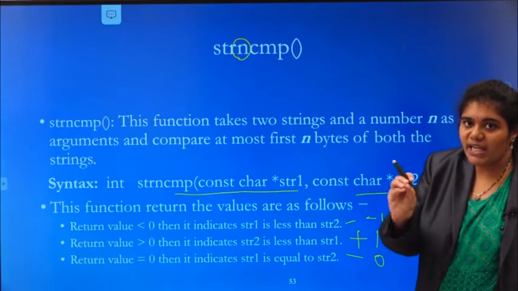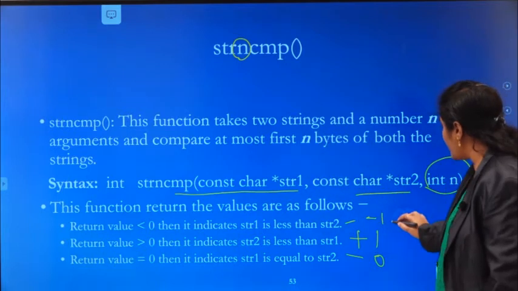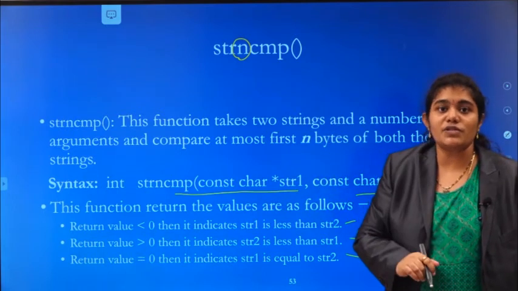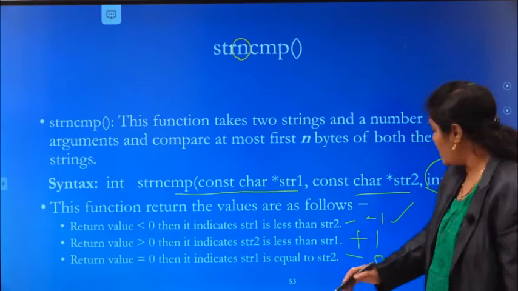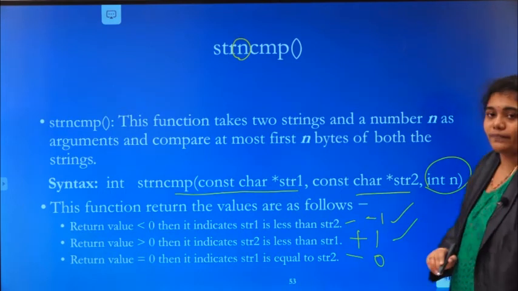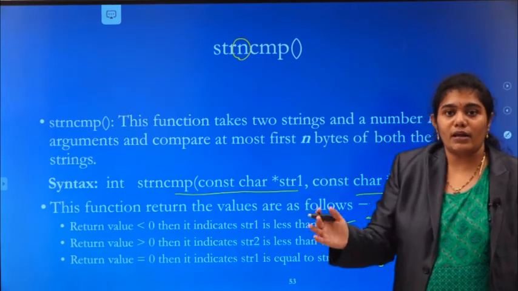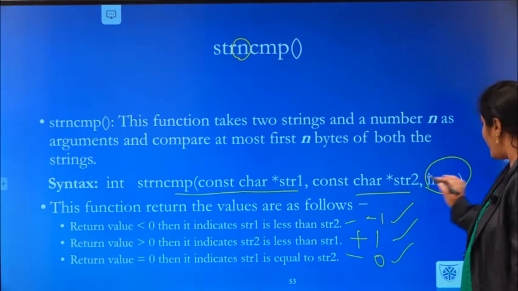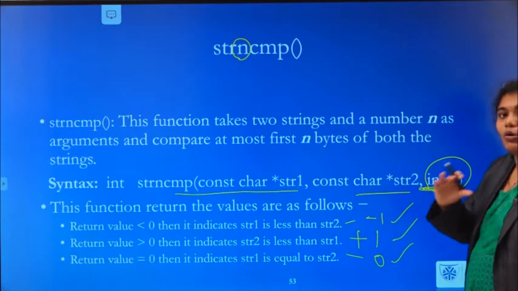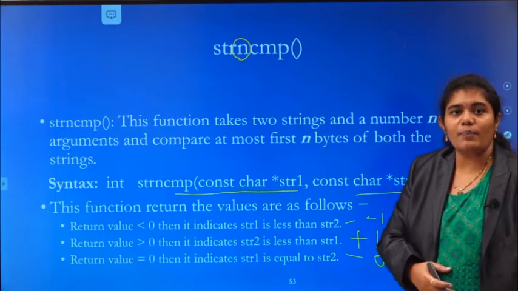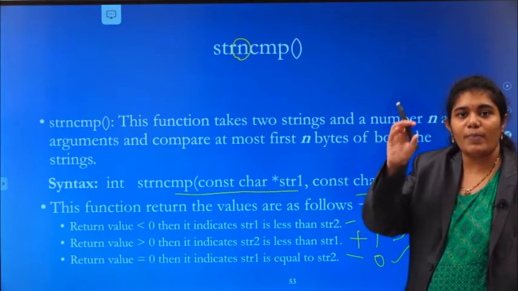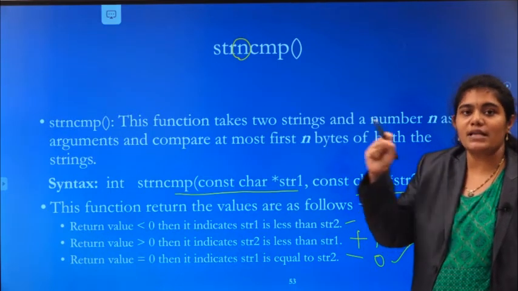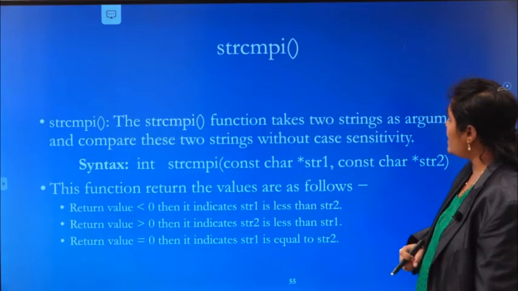If the first string is less than the second string, it will return -1. If the first string is greater than the second string, then it will return +1. If both the strings are equal, then it will return 0. But here we are not going to compare the whole string. We are going to compare only n number of characters from string 1 as well as string 2. See with an example.